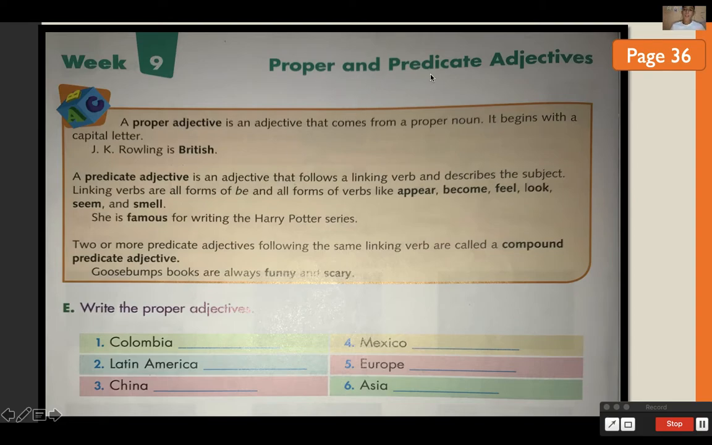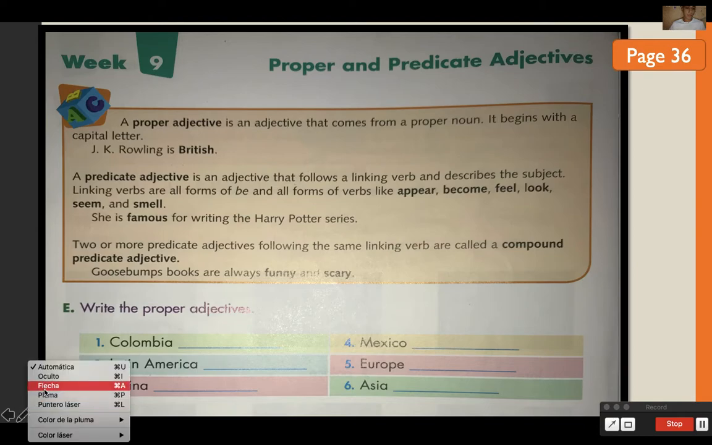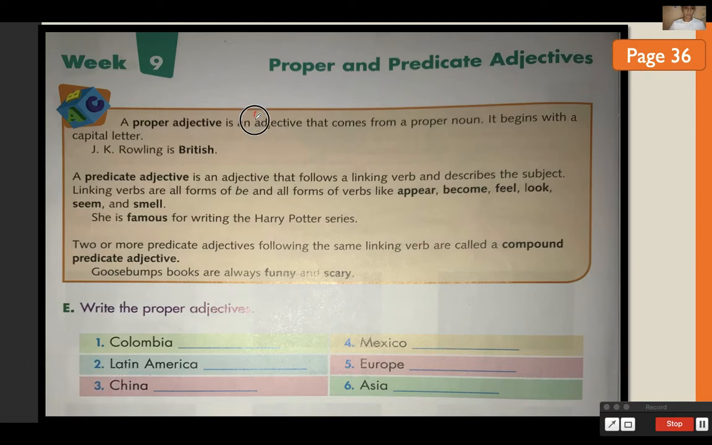Now we have proper and predicate adjectives. What is a proper adjective? It's an adjective that comes from a proper noun. It begins with a capital letter. A proper adjective is an adjective that comes from a proper noun, okay? These adjectives come from a proper noun, and always begin with a capital letter.